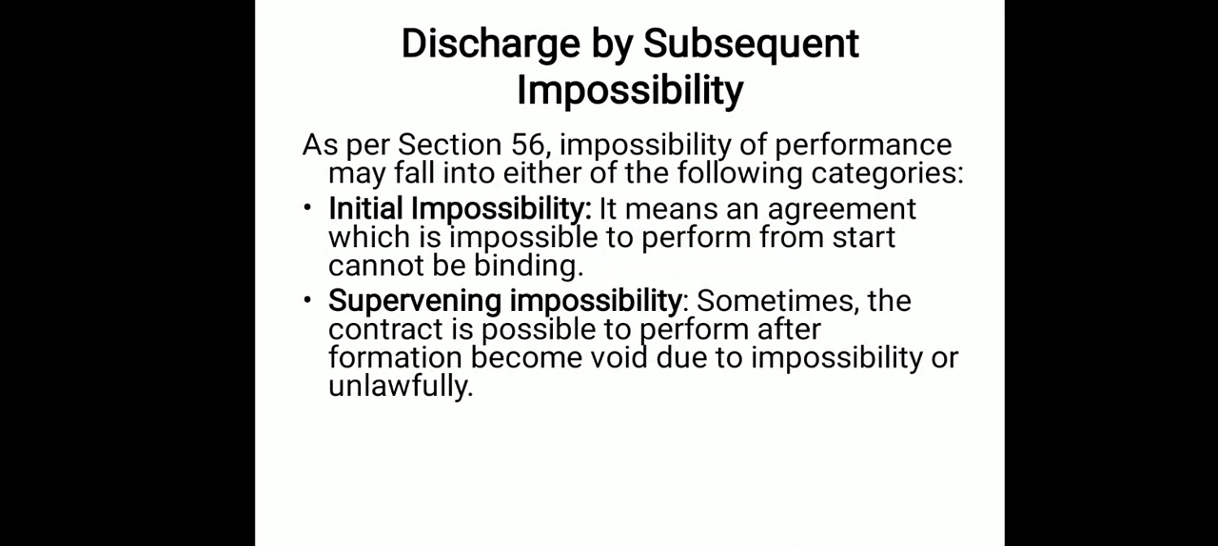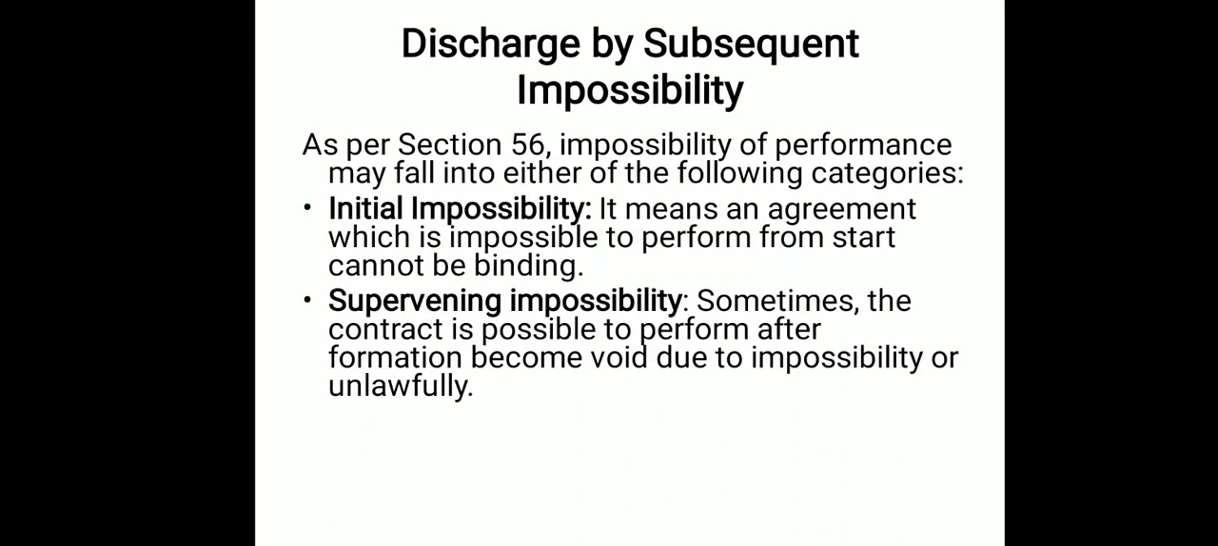But sometimes what happens is that it becomes a supervening impossibility. When we entered into the contract, at that time the contract was good. The contract was valid, but subsequently the activity or the obligations we agreed under that contract became impossible to perform. That is, impossible after the formation of the contract.